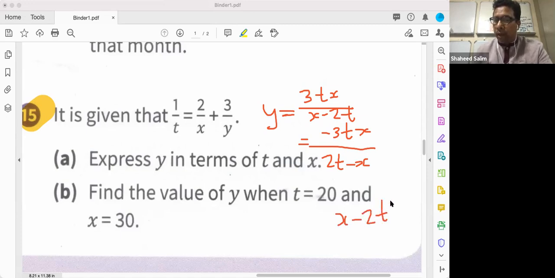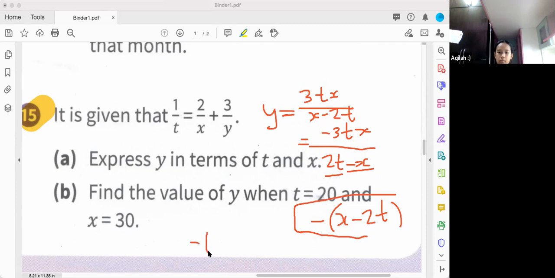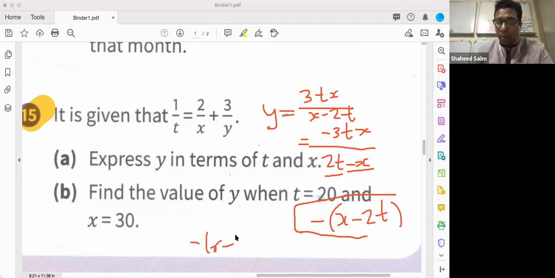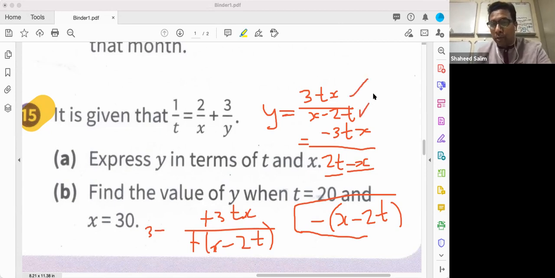In order for me to do that, I need to put the minus outside to keep it the same. So minus times x is minus x. Minus times minus gives you plus 2t. So I didn't change anything. Do you agree? So if the bottom is like that, and my top is negative 3tx, negative divided by negative is positive. Now I get 3tx over x minus 2t. Can you see now?